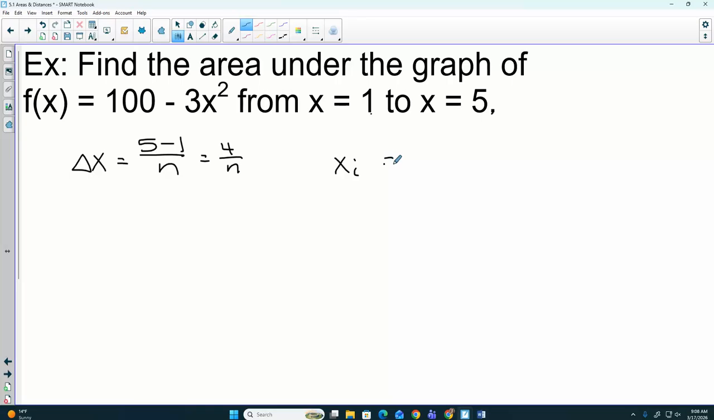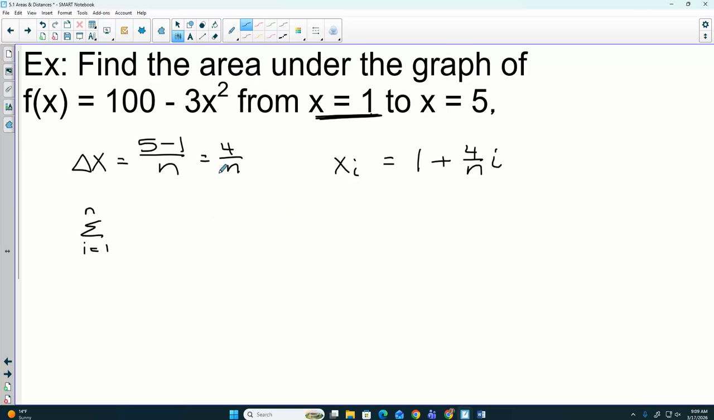x sub i. Where is this one starting? Not at 0 this time. 1. So it'll have to be 1 plus, then we add our multiples of 4 over n to that. So it's whatever number we start at, which a lot of the times is 0, but this time it wasn't, plus our multiples of the change in x. Now we have to do our sum. Okay, we have to add these things up. So we're adding up from 1 to n.